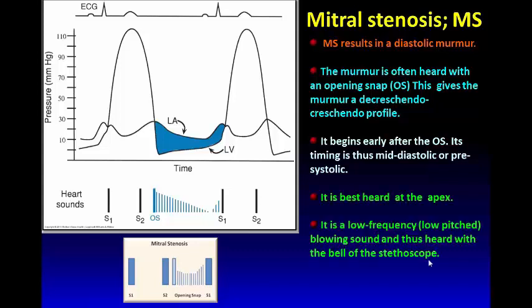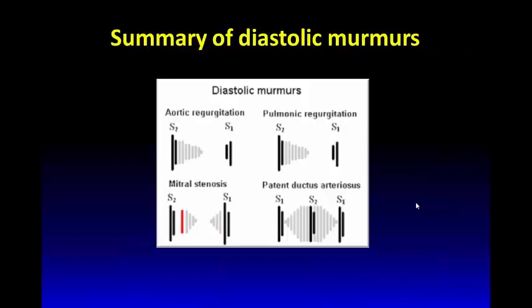It is best heard at the apex, and very interestingly, it is a low-pitched murmur. It has got a low frequency, and that's why we use the bell of the stethoscope to listen to the murmur of mitral stenosis. Mitral stenosis pathologically might be associated with rheumatic fever.